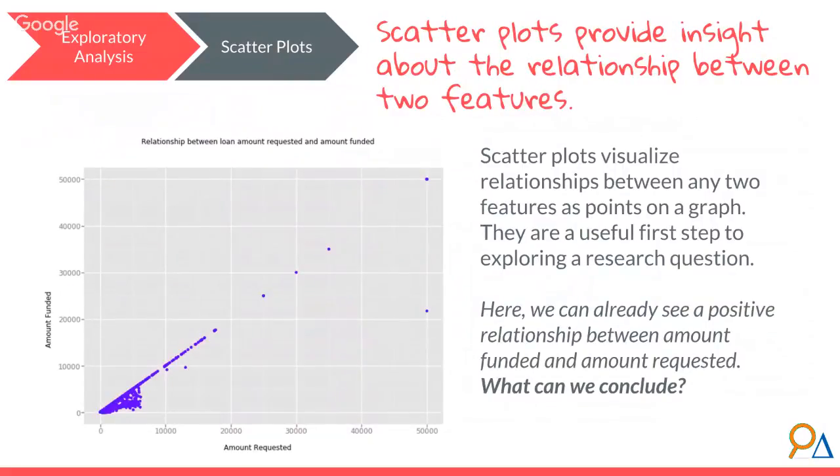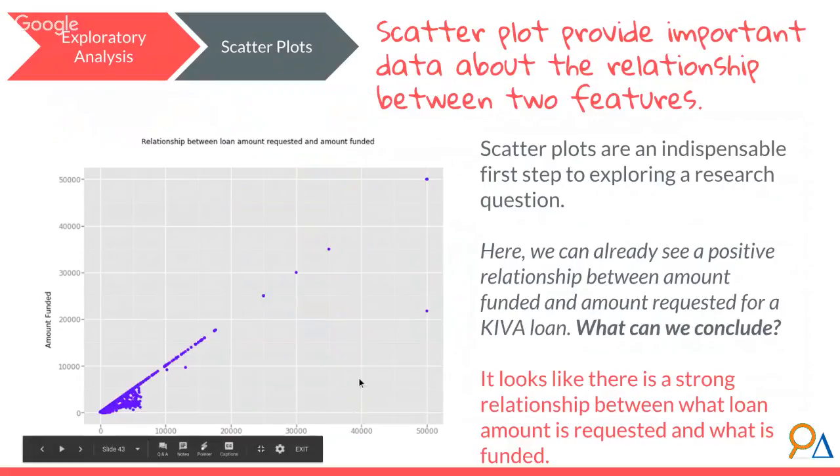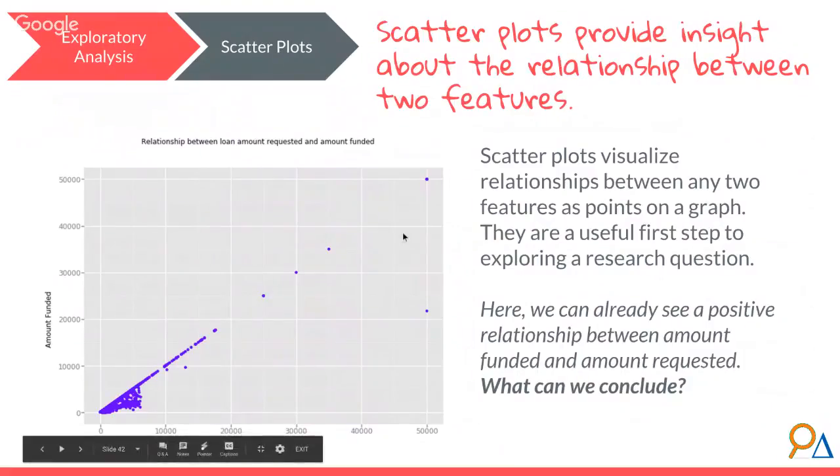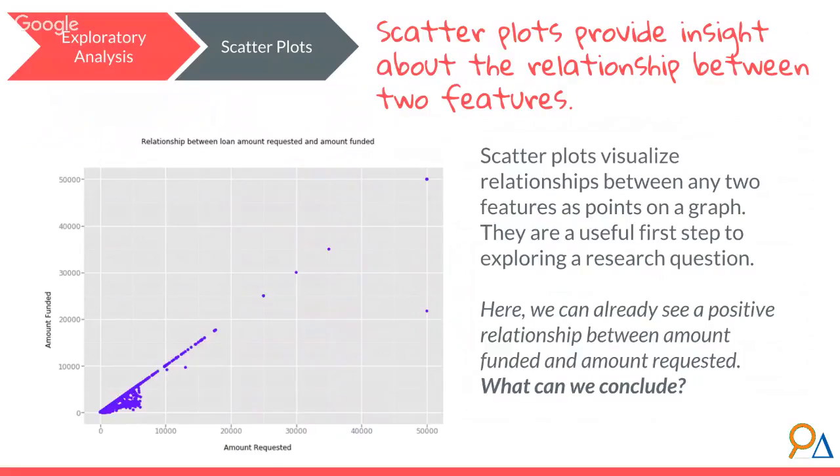This is an example of a scatter plot. A scatter plot is used to check the relationship between two variables. So here we have amount funded and amount requested. Scatter plots visualize the relationship between any two features as points on the graph. As we can see, there's a positive relationship between amount funded and amount requested.